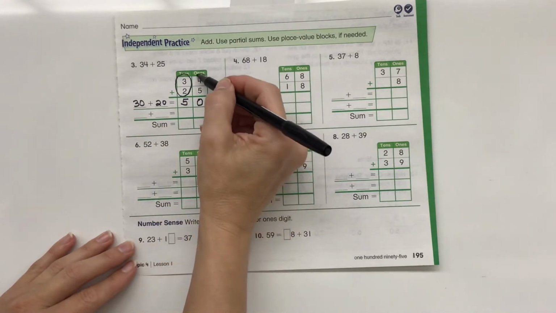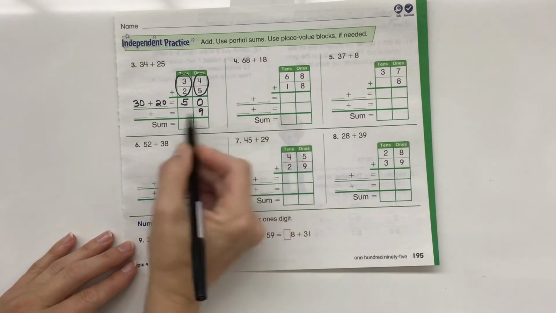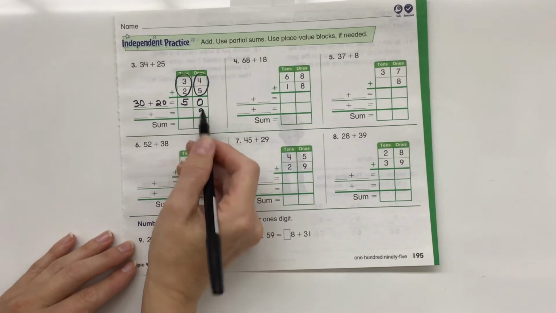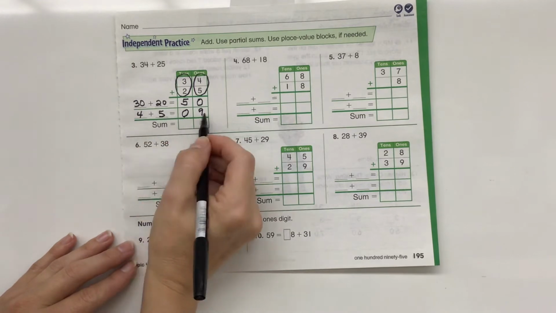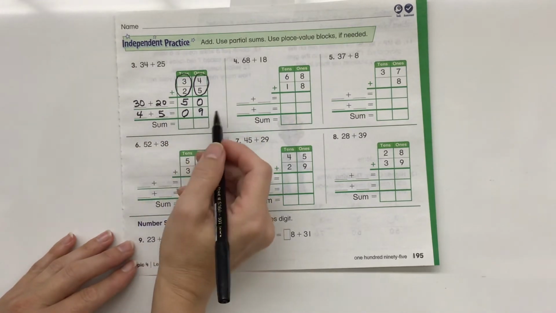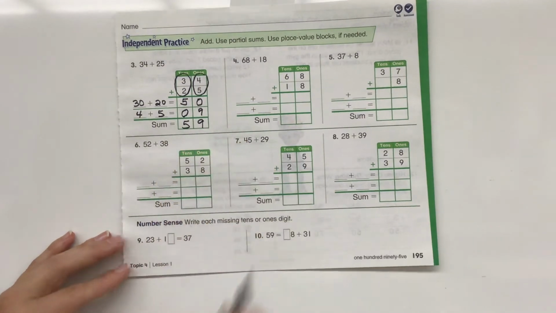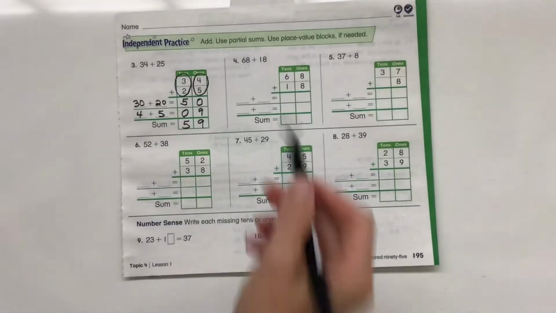Now we're going to add our ones. 4 plus 5 is 9. Do we have any tens? Nope, we didn't need to move any over. We had enough. So we have 0. So over here we have 4 plus 5 equals 9. And then we can just add quickly in our head using mental math. 50 plus 9 equals 59. All right, let's keep going here.